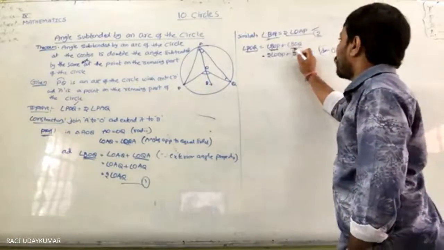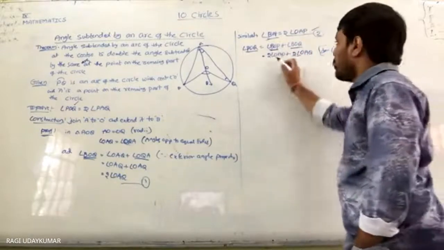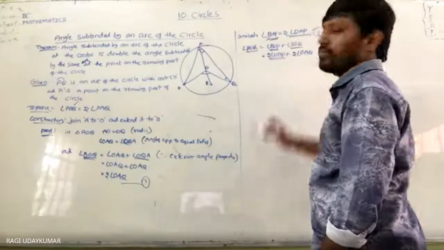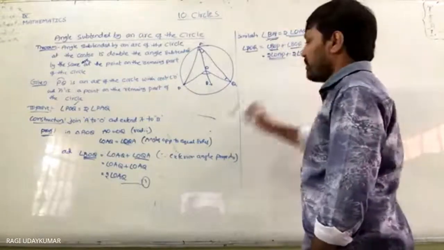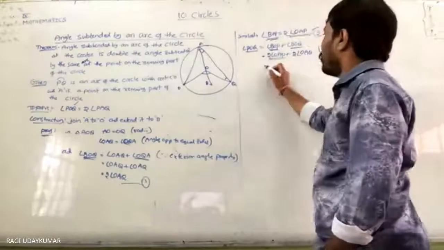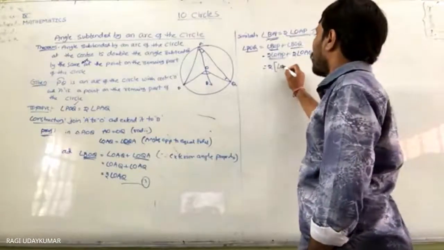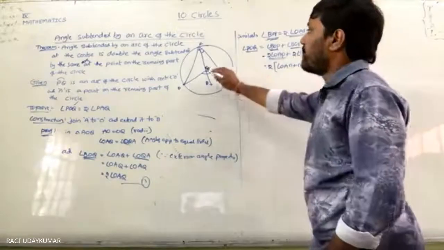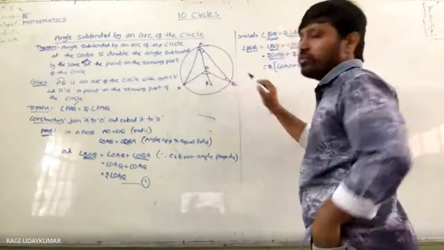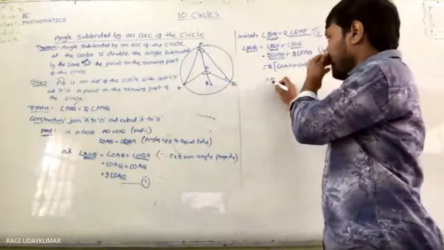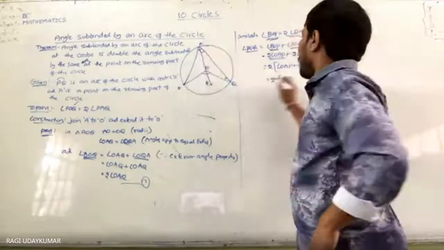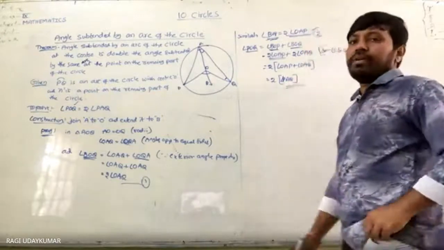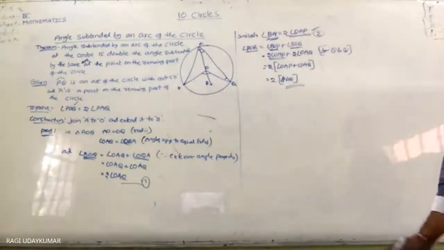BOP and BOQ. So BOP can be written, from here, as 2 times OAP. And BOQ can be written, from here, as 2 times OAQ. Take the 2 common here: angle OAP plus angle OAQ. The sum of both, what do we get? 2 times the angle PAQ. So from this you can say that the angle made at the center is double.